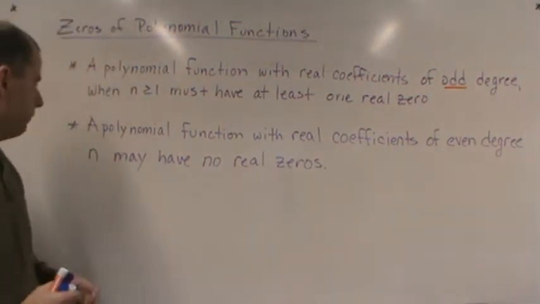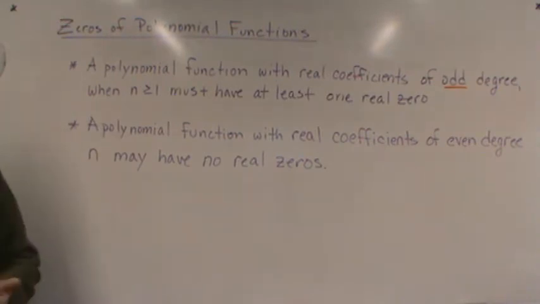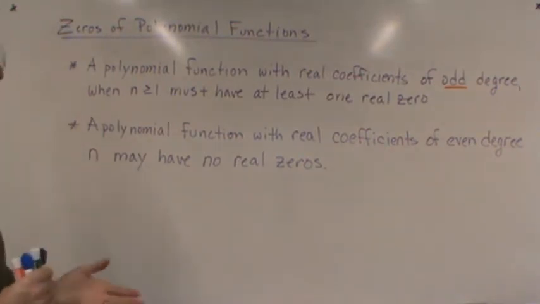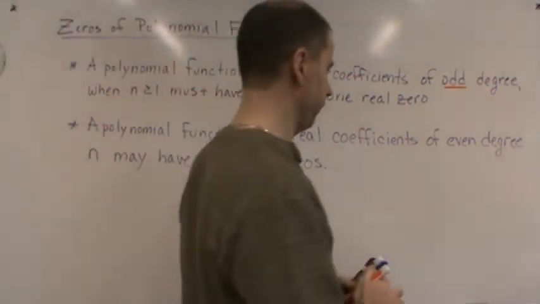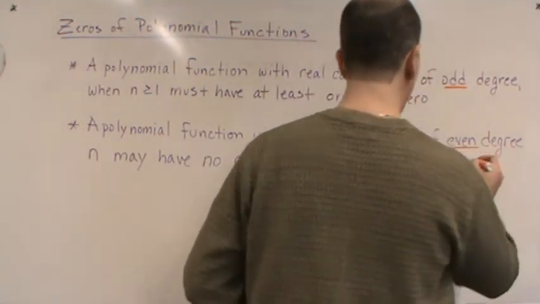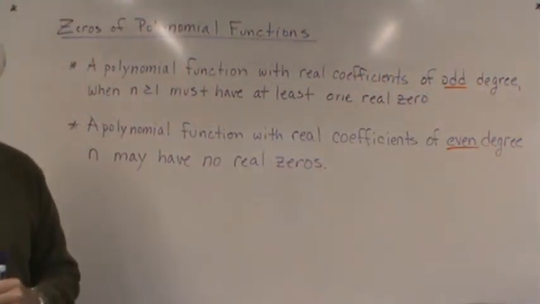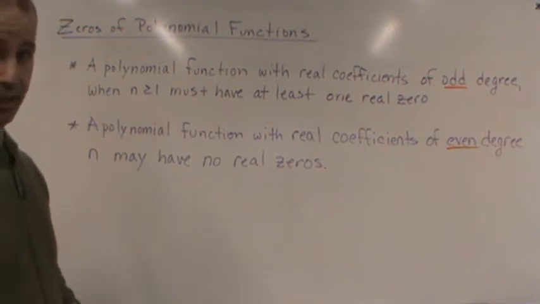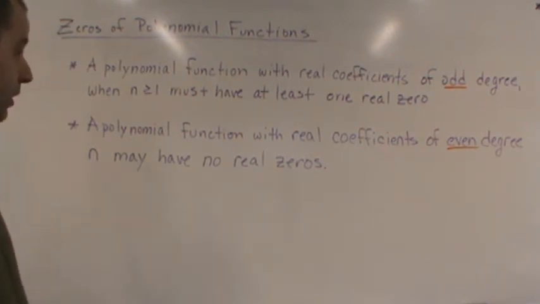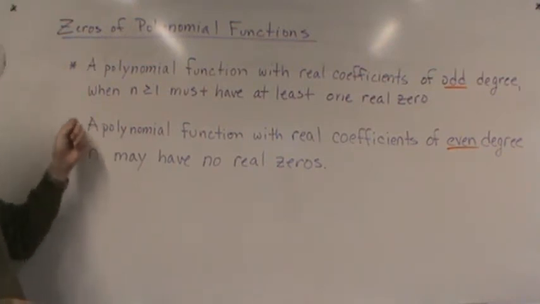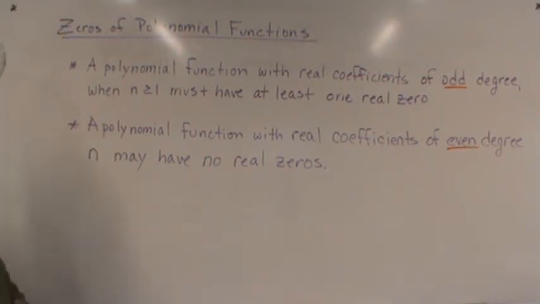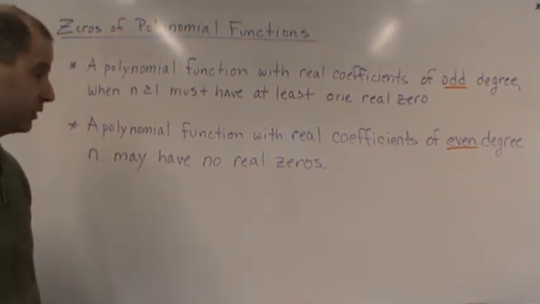Now, what about a polynomial function with real coefficients of even degree? Well, if it's even degree, then there may not be any real zeros. Okay, so that's the conclusion. Both of these come from what we've talked about so far about conjugate pairs and complex zeros.